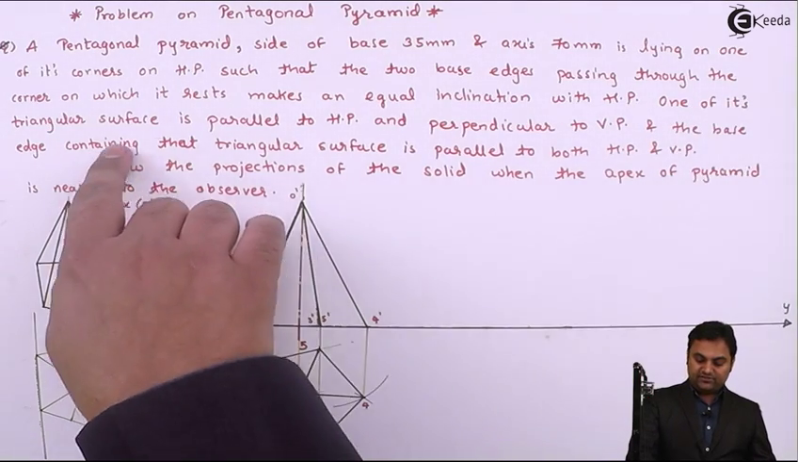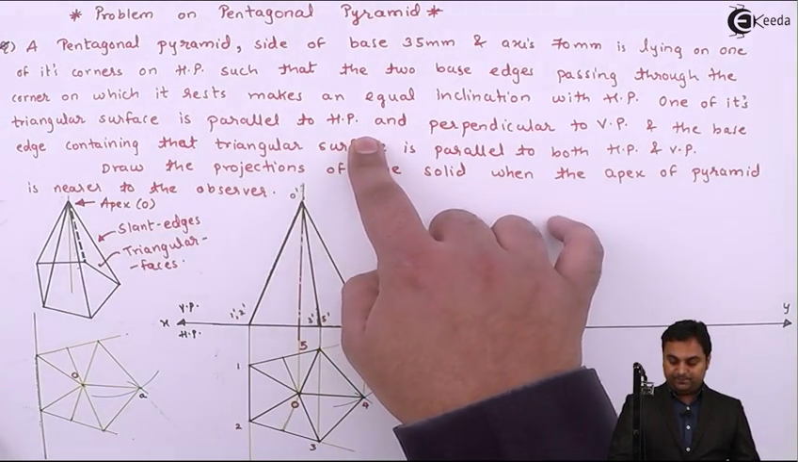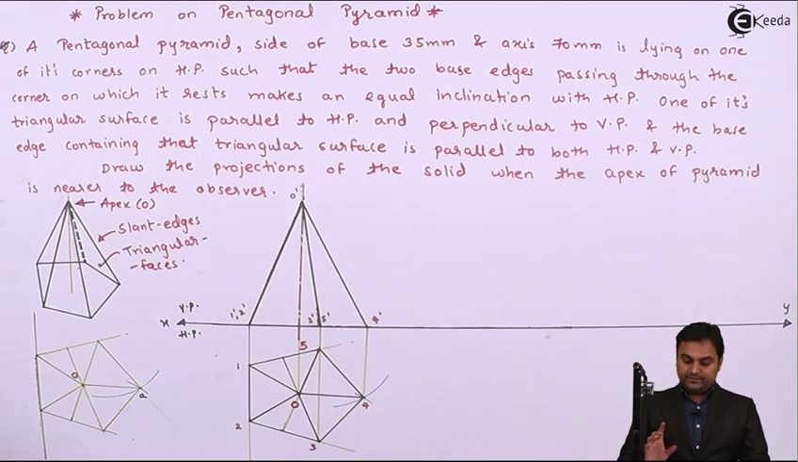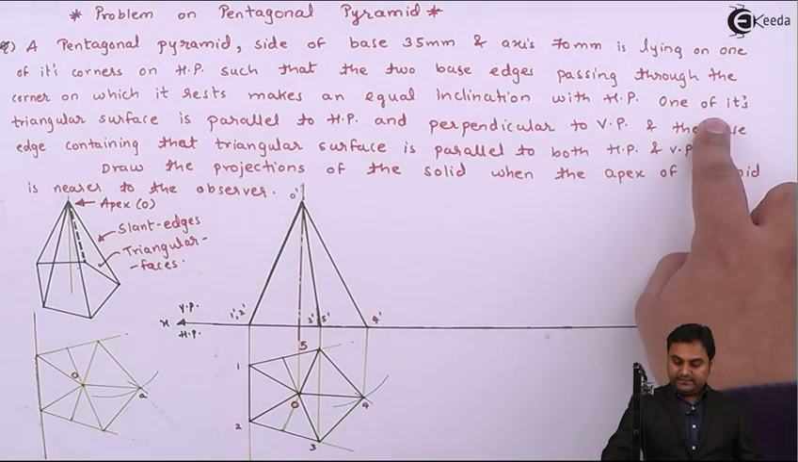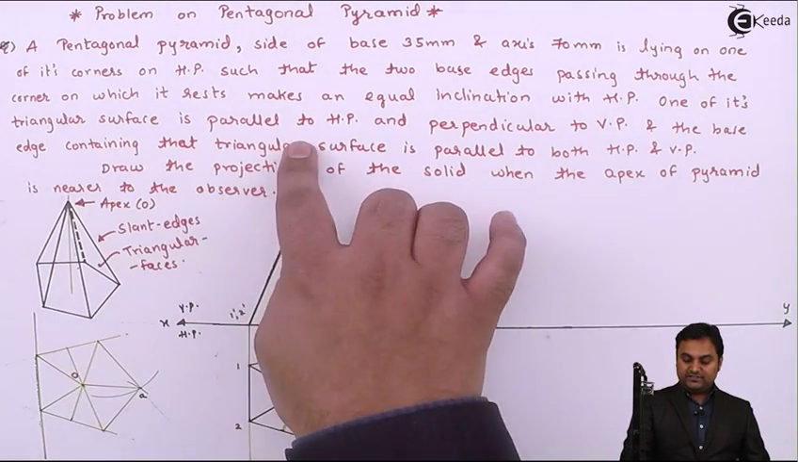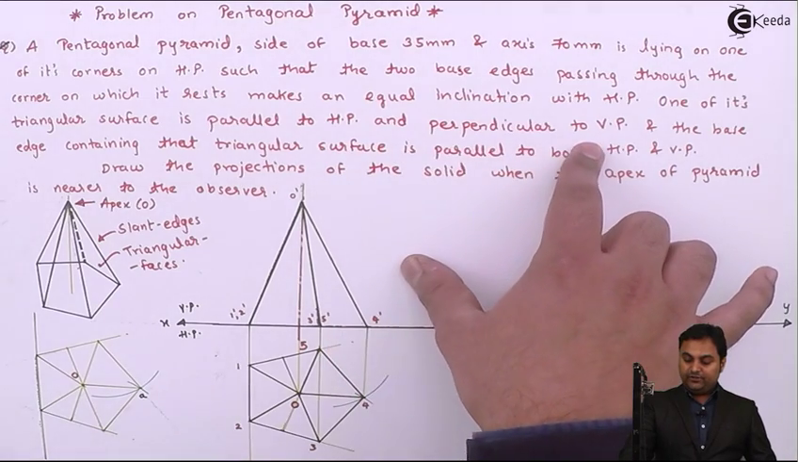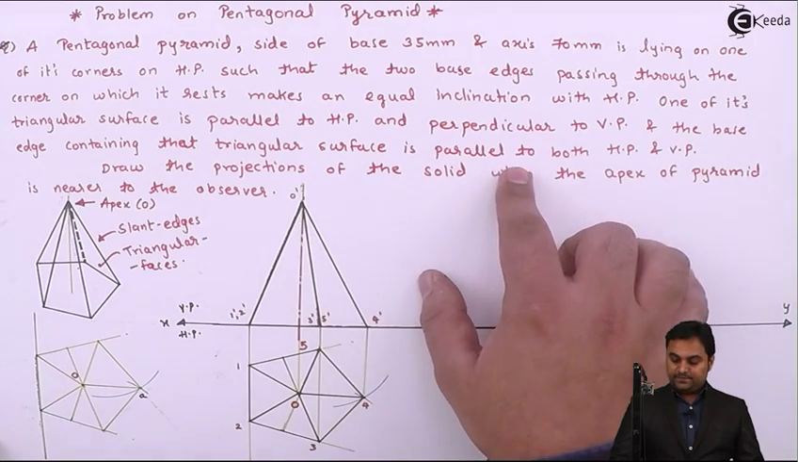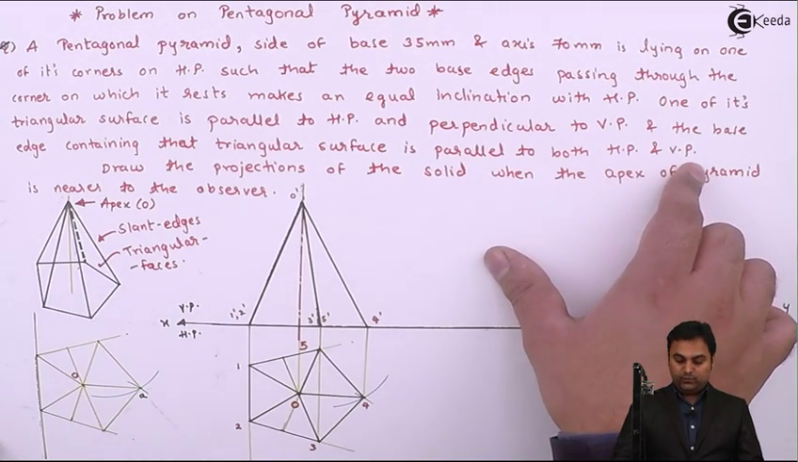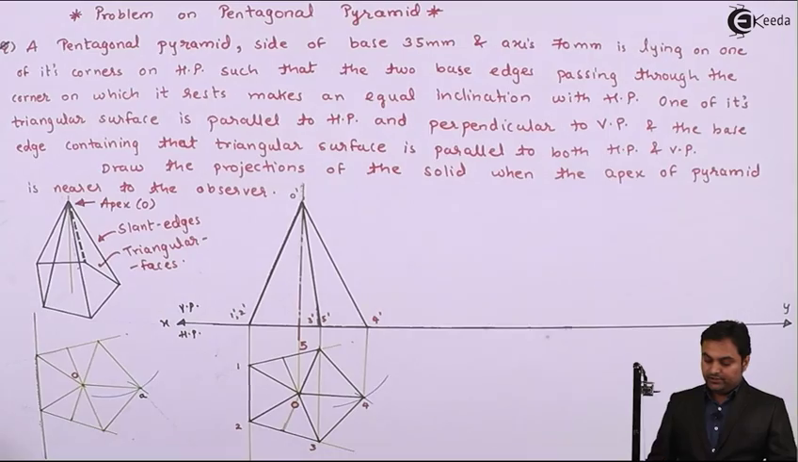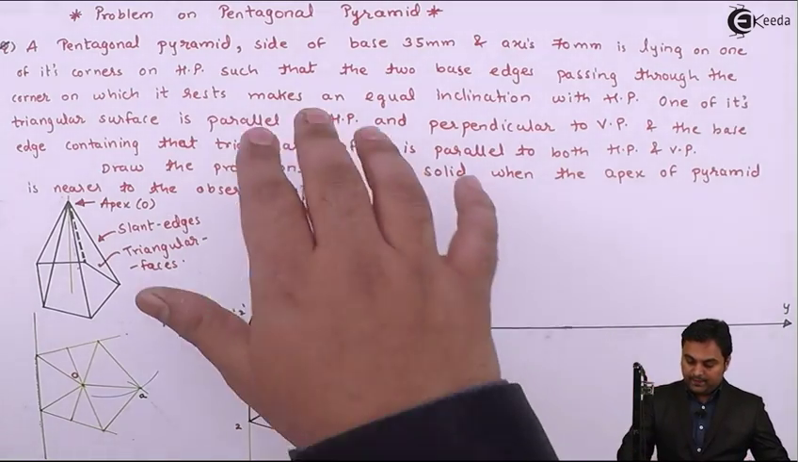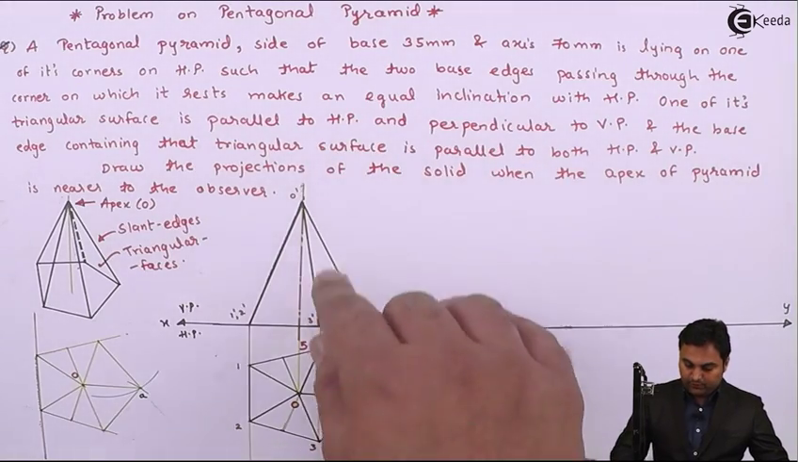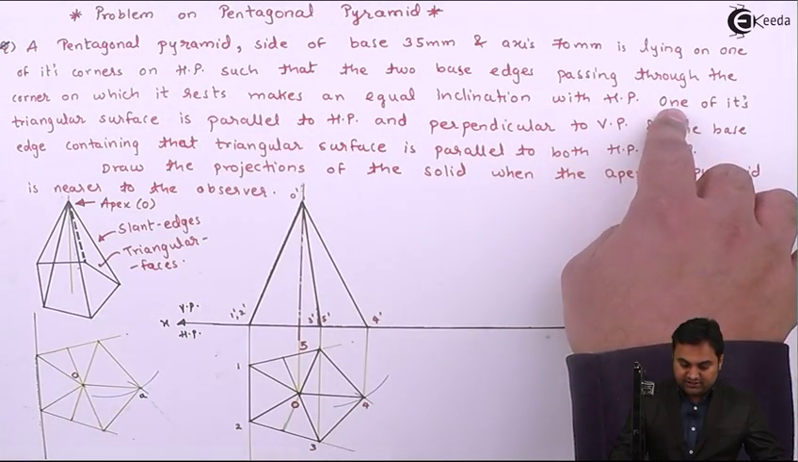Next, one of its triangular faces is parallel to HP and perpendicular to VP. So the next, second condition would be taking the triangular face parallel to HP and perpendicular to VP, and the base edge containing that triangular surface is parallel to both HP and VP. So here the condition is, first of all, the two base edges passing through the corner on which it rests, that is 4, make an equal inclination with HP.